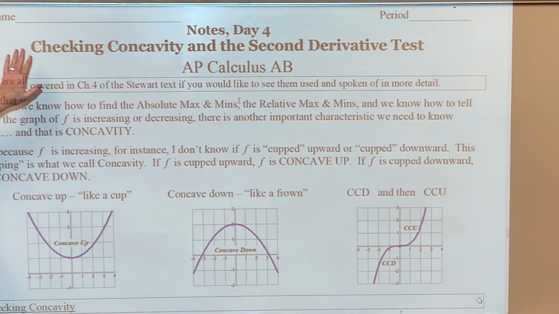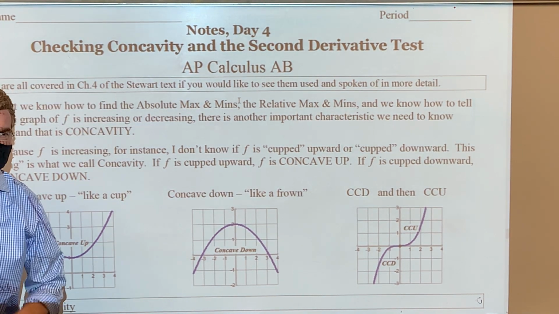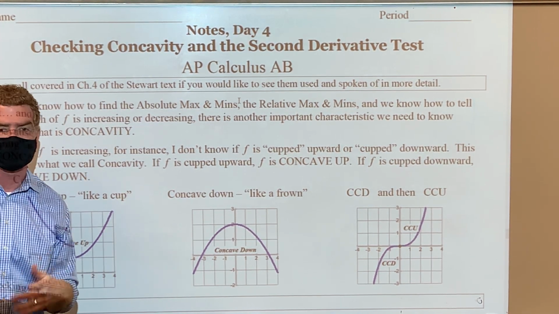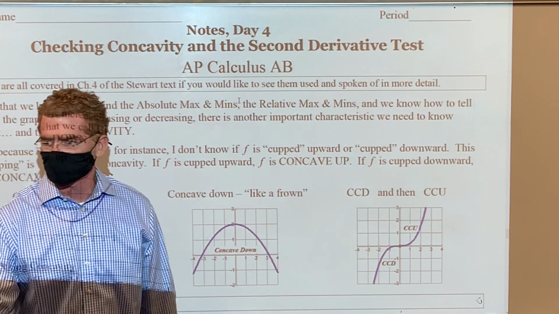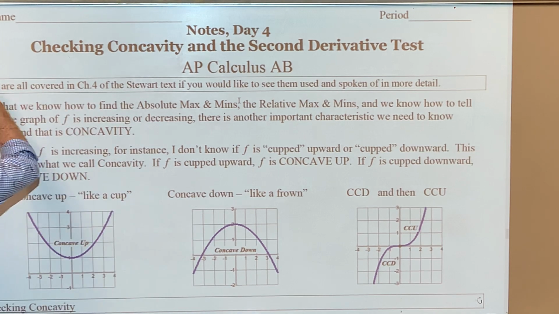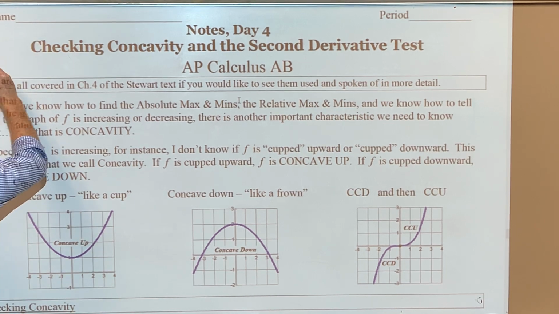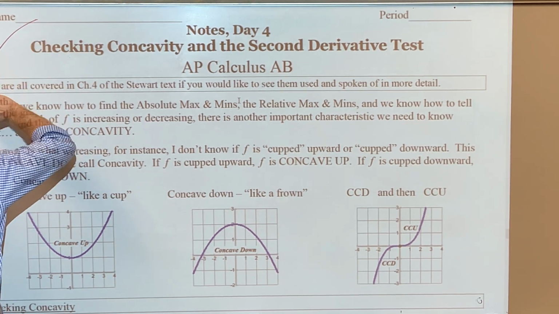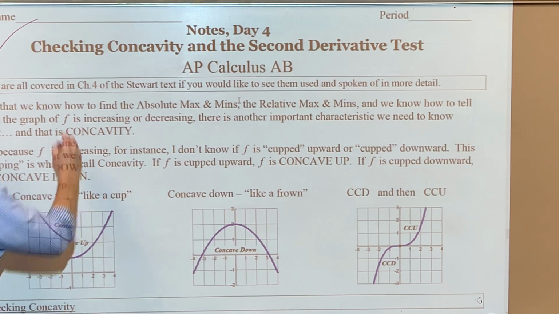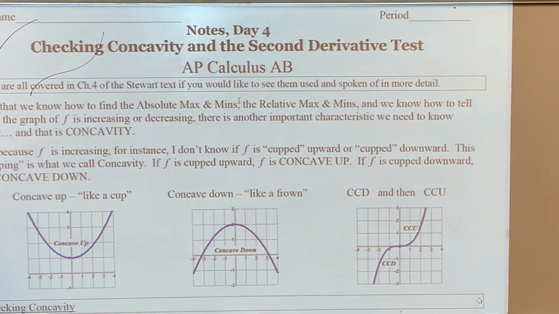So here we go. Day 4, checking concavity and the second derivative test. Now right now you probably don't even know what concavity is. I have actually mentioned it a couple times in passing. But do you know how a function increases? It could be doing something like this, right? And that's increasing. It could be doing something like this, and that's increasing. It could be doing something like this, and that's increasing, right?